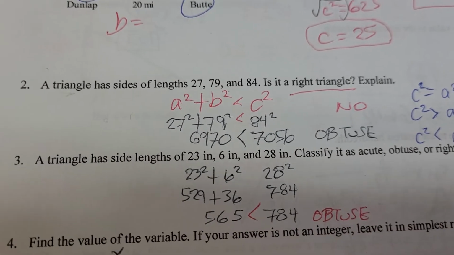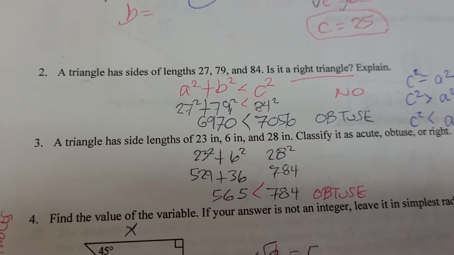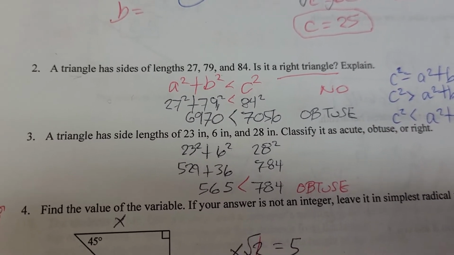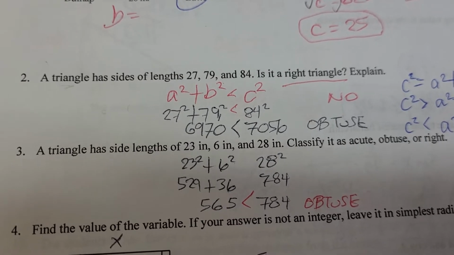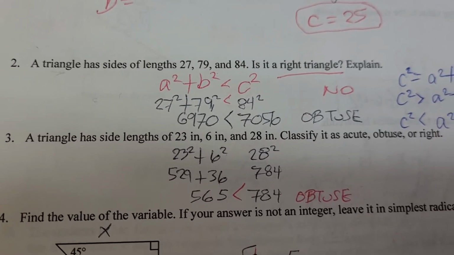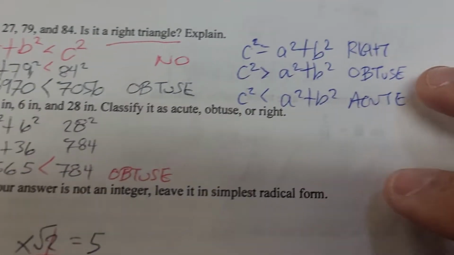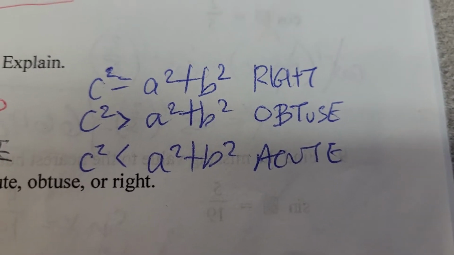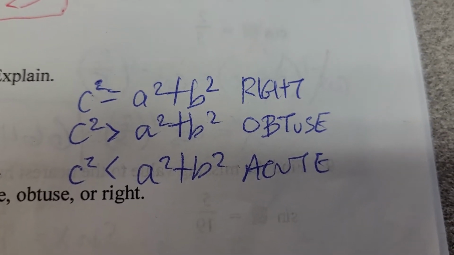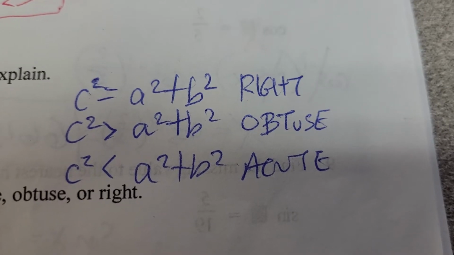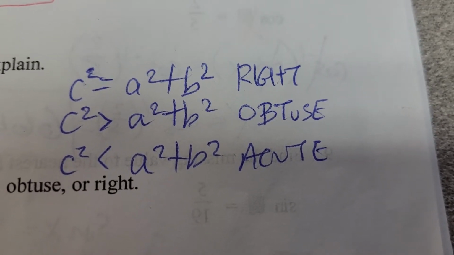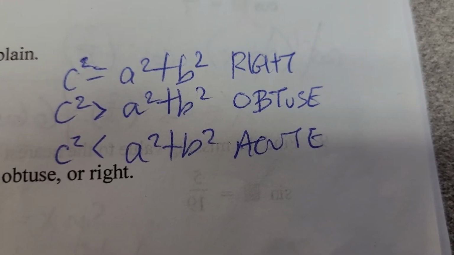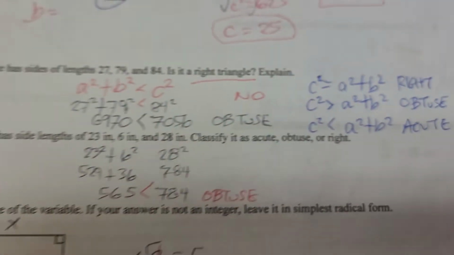Okay, number 2. Number 2 and 3, we're doing the same way. You're just trying to find from those lengths of the triangle what kind, well, specifically number 2, is it a right triangle? So this is all you have to make note of here. Always do your C being the biggest one. If C squared is equal to A squared plus B squared, then you have a right triangle. If C squared is greater than A squared plus B squared, then you have an obtuse triangle. And if C squared is less than A squared plus B squared, you have an acute triangle.